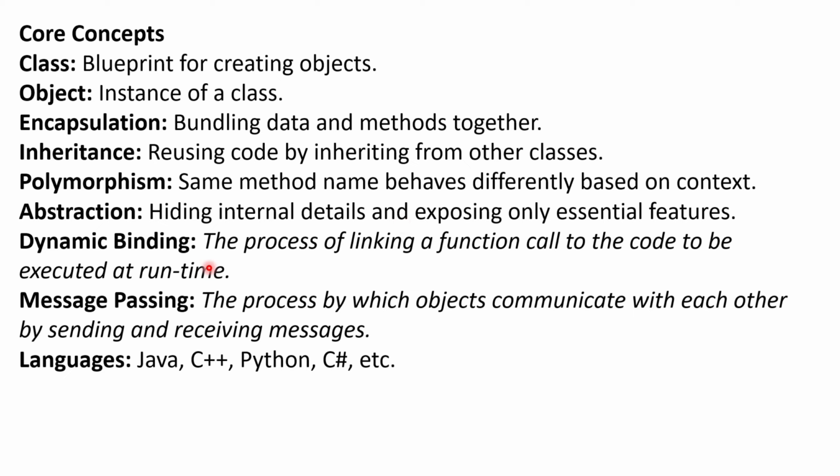Next one is dynamic binding, the process of linking a function call to the code to be executed at runtime. And another one is message passing, the process by which objects communicate with each other by sending and receiving messages. The languages which support OOP are Java, C++, Python, C#. In these languages we can use the concepts of OOP.